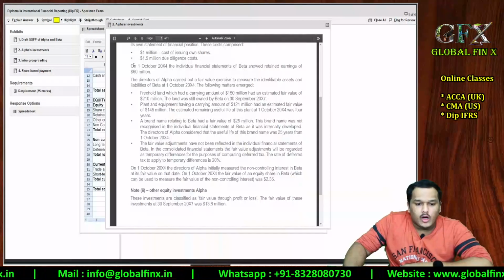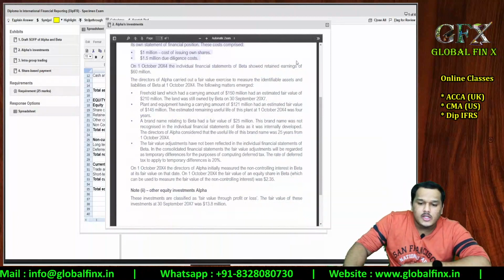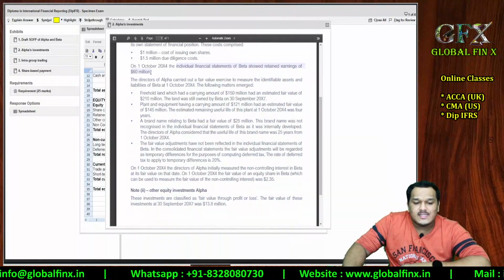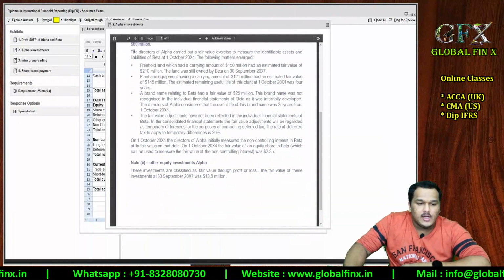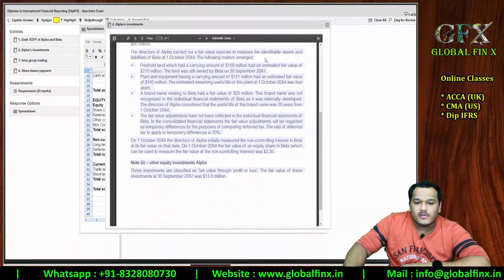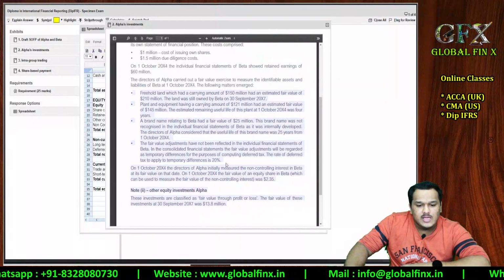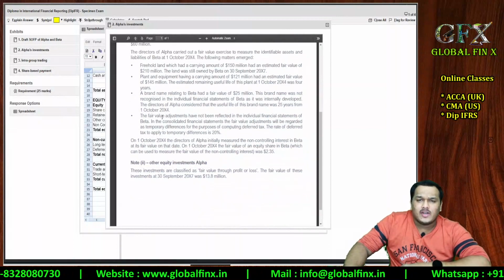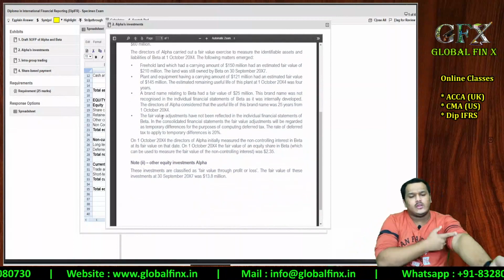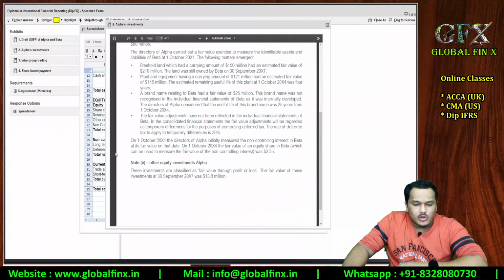Then moving on, on 1st October 2014, the individual financial statements of Beta showed retained earnings of 60 million. Okay, the retained earnings at the date of acquisition is 60 million. Then the directors of Alpha carried out a fair value exercise to measure the identifiable assets. Okay, there are some fair value adjustments. I'll read this later when I have the format ready. After preparing my working notes number 1 and 2, then I'll read this information. I don't want to do duplication now. I just don't want to waste time.